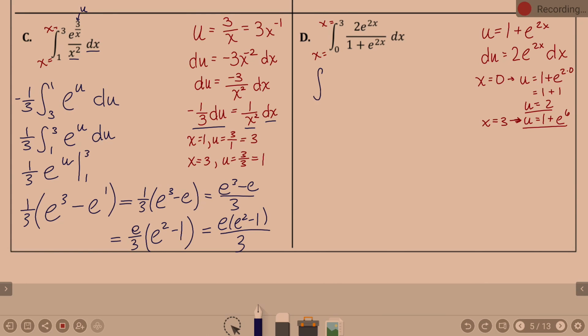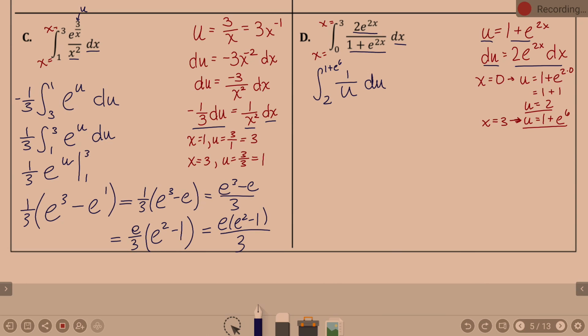1 plus e to the 2x is u, so u is in the denominator, and 2e to the 2x dx is du. My boundaries were 0 to 3. Now they are 2 to 1 plus e to the 6th. What's larger? Is that right? Because e itself is like 2.718, and 2.718 raised to the 6th plus 1 is definitely bigger. Good enough answer? Yes.